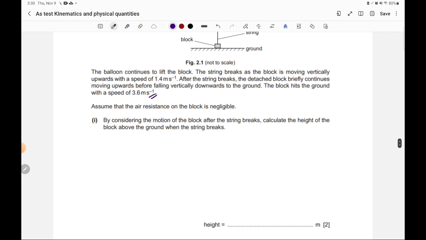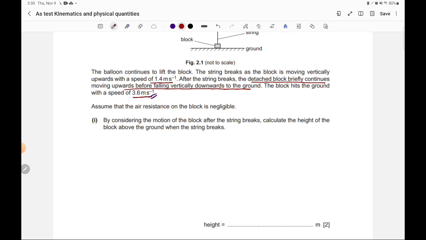Once again, the string breaks as the block is moving vertically upwards with the speed. I'm just going to be highlighting the important points. After the string breaks, the detached block briefly continues moving upwards before falling vertically downwards. The block hits the ground with a speed of this.